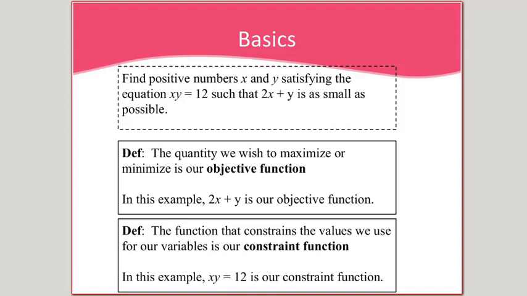Okay, so take a second and pause the video and try to think of two numbers, x and y, that fit this description. When I say fit, I mean such that x times y equals 12. So try like 6 and 2. If x is 6 and y is 2, is that the smallest that you can make 2x plus y?